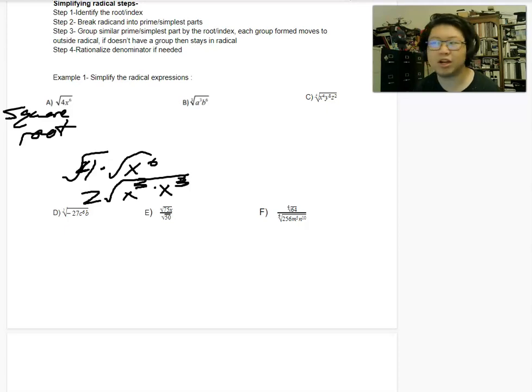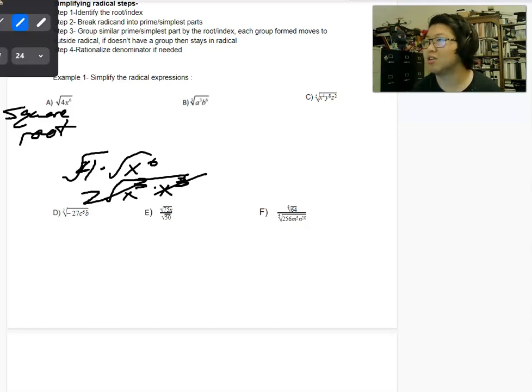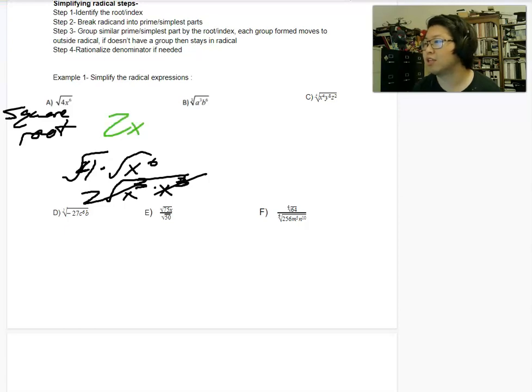That's a very bad 3, but there you go. X to the 3rd times x to the 3rd. Because of that, I can say x to the 3rd times itself is x to the 6th. So I can just cancel that out with one of my x to the 3rds, because that's the square root process. And so my answer, I'm going to use a different color here, would be 2x to the 3rd.